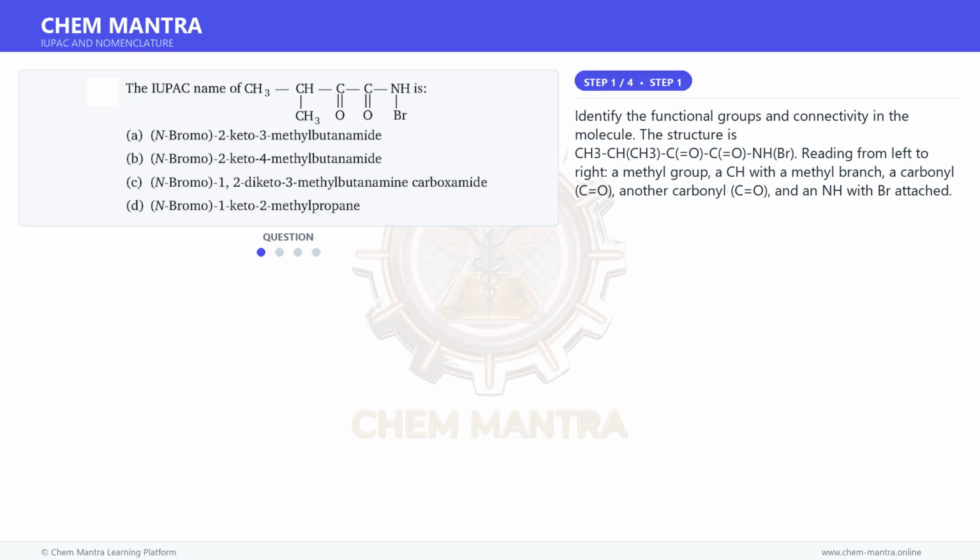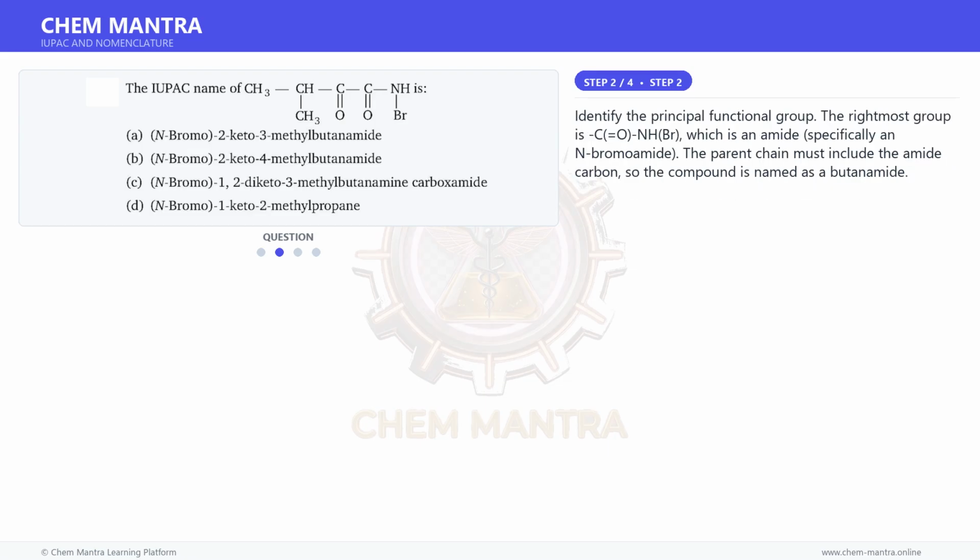The structure is CH3CH(CH3)C=O C=O NHBr. Reading from left to right: a methyl group, a CH with a methyl branch, a carbonyl C=O, another carbonyl C=O, and an NH with Br attached. Moving on to the next step.